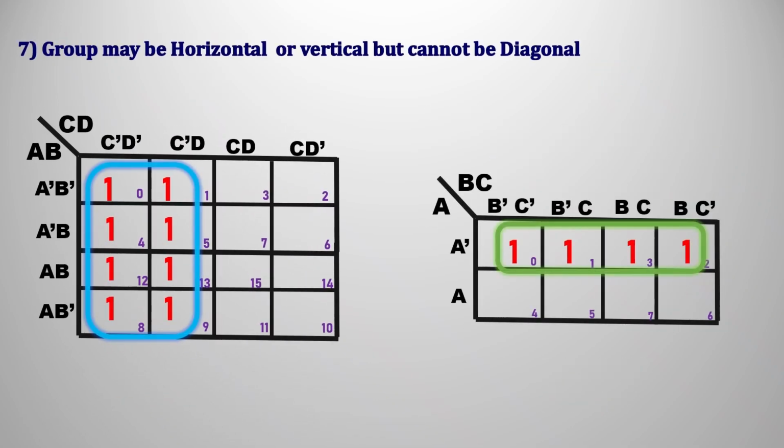So the next point is groups may be horizontal or vertical and cannot be diagonal. If you observe the first one, that can be a group of 8 elements, this is allowed, that is the vertical one. The second one is horizontal, that is also allowed, a group of 4 elements.